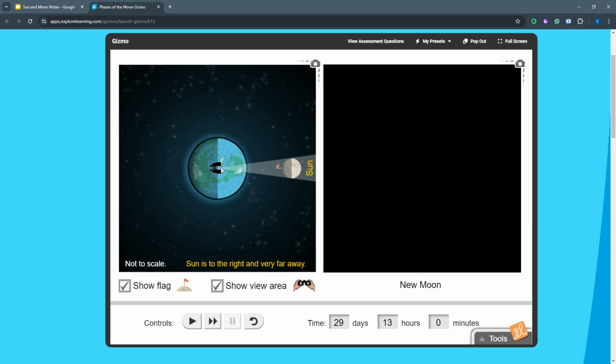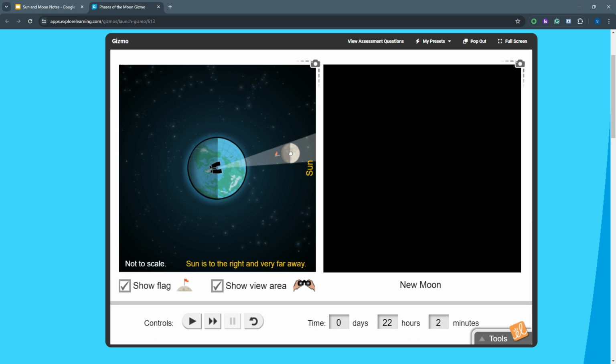And this is because from our viewpoint on Earth, even though half of the moon is lit up, the part of the moon that's lit up is on the other side, the side facing the sun. And remember, we only see one side of the moon. So to us, the moon looks completely dark. And we call this the new moon, when the moon looks completely dark.